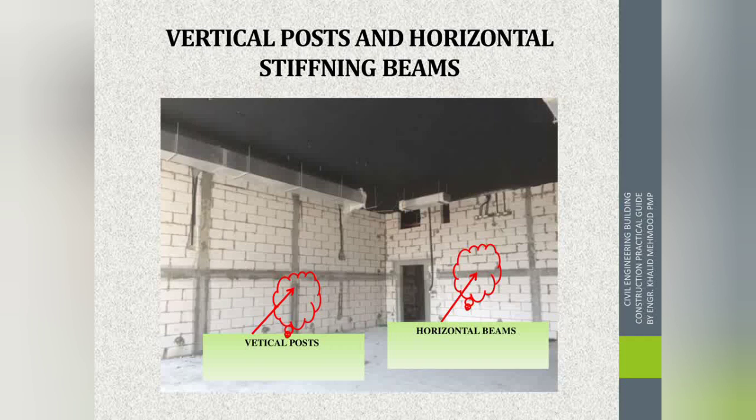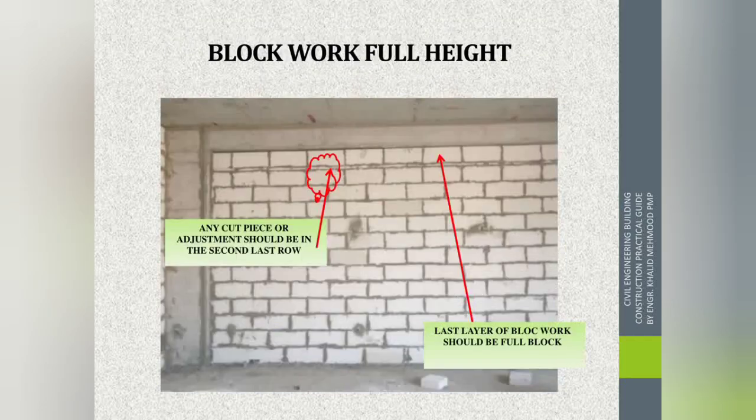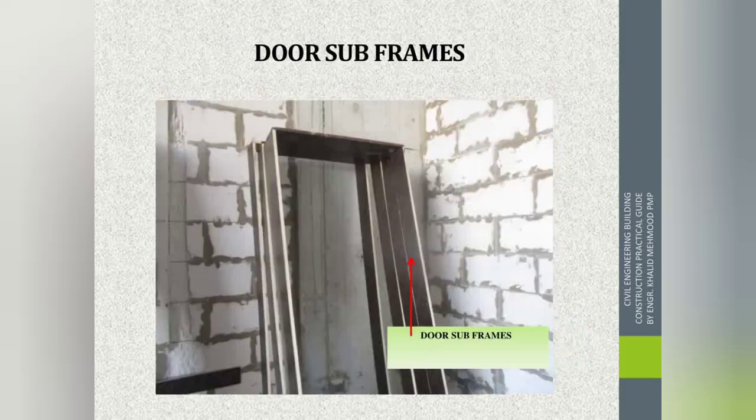Here you can see if the length of block work is more than 4 meters, we have a vertical post, and if the height is more than 3 meters, we have horizontal beams. Here you can see the block work to full height is done. You can see the last block line is full, and if there is any cut piece, it should be in the second last layer.